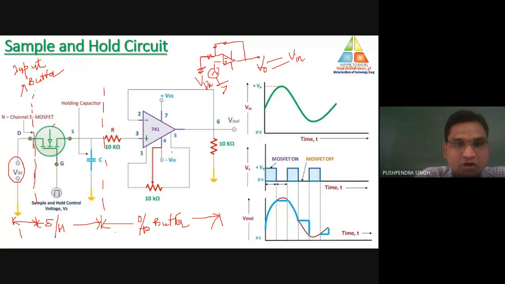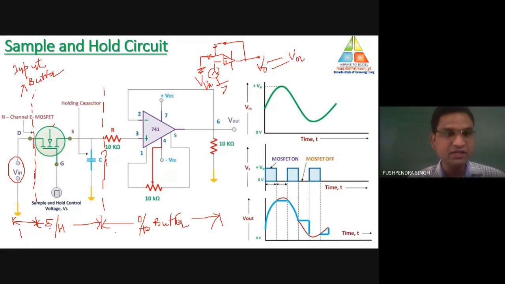Then the third one is the output buffer. What is the requirement of the output buffer? To avoid loading into the capacitance. Why? Because the input for this output buffer is the total voltage stored across this capacitor. To avoid loading of this capacitance, we connect the output buffer. So basically this sample and hold circuit is divided into three different parts. First is the input buffer, second is the sample and hold circuit, and the third is the output buffer circuit.